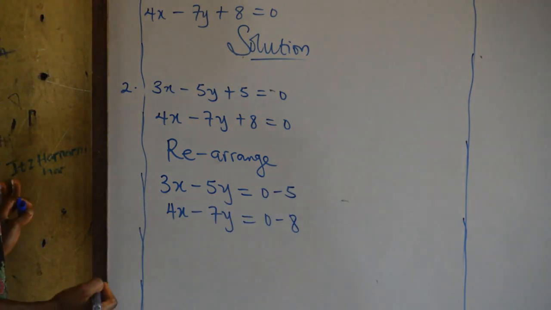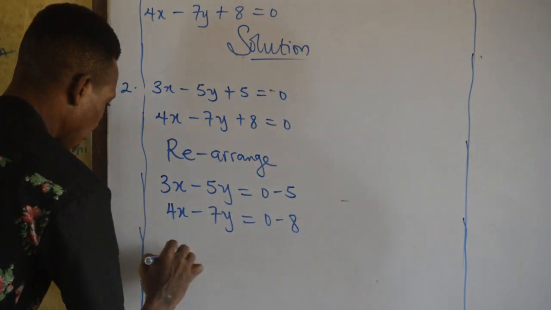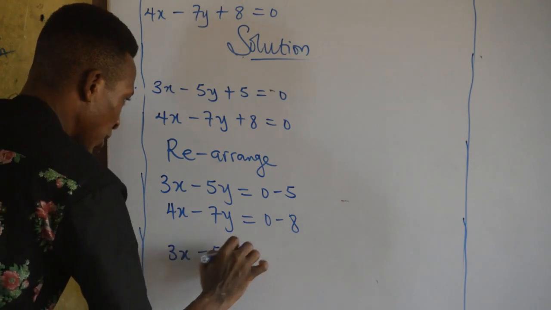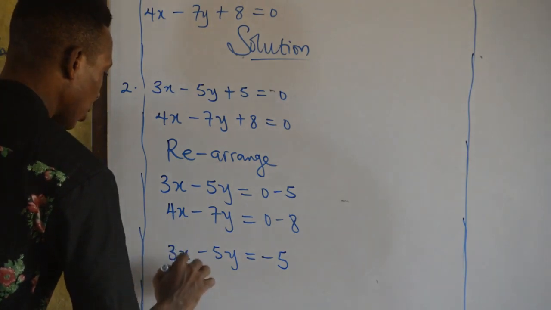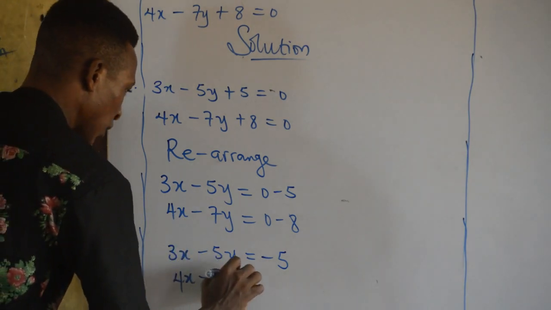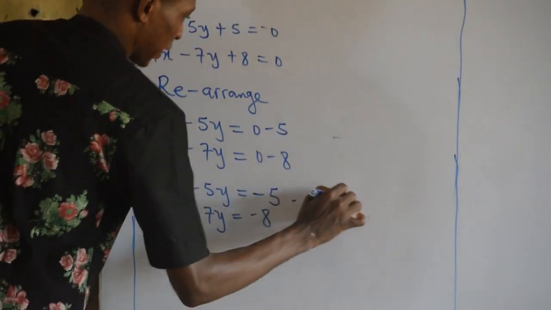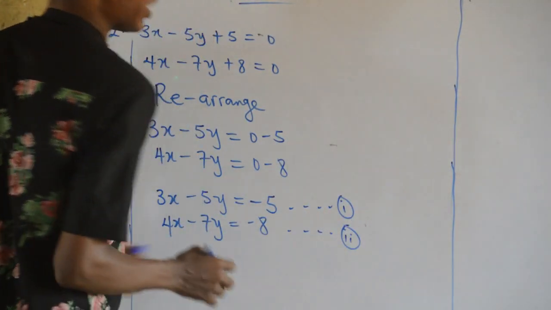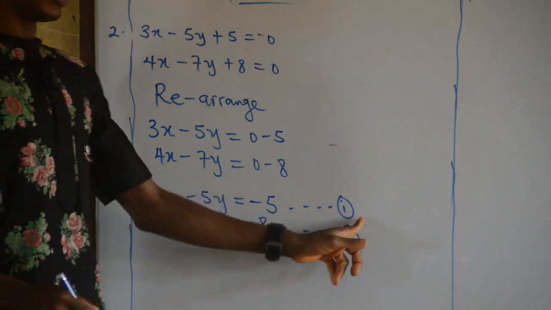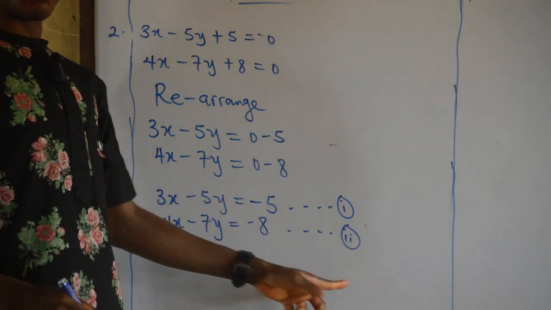We are not through with that. We can still rewrite it. So we have 3x minus 5y equals to 0 minus 5 gives us minus 5. Then 4x minus 7y equals to minus 8. So I can still call this my equation 1 and I can still call this my equation 2. And if you like, you can call it equation 3 and you call this one equation 4, depending on you.